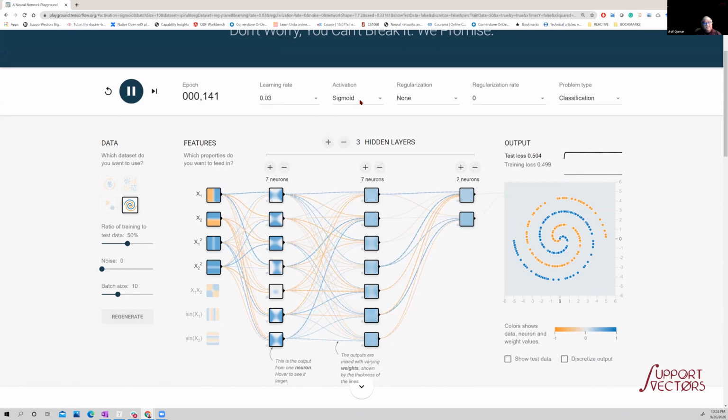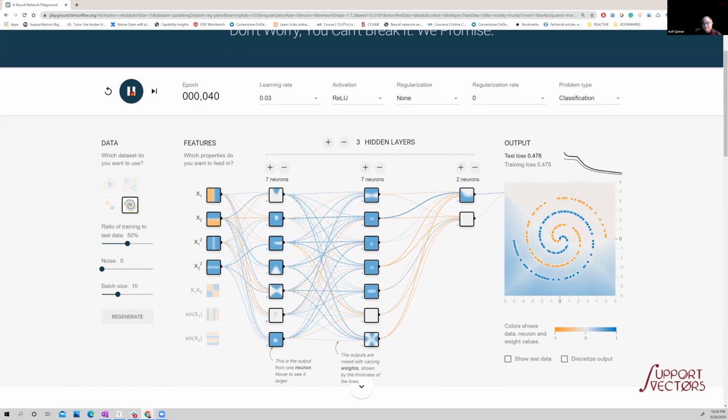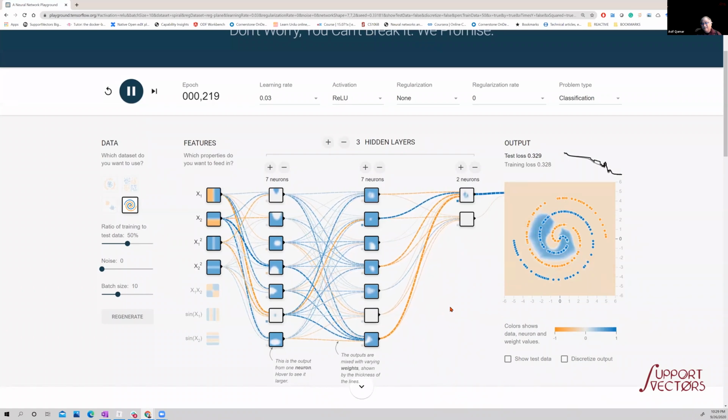Now, what I'll do is I'll replace it with something much cheaper. ReLU, I haven't explained ReLU to you. I'll do that in a moment. Let me put ReLU here and then start it. Do you notice that things are happening much faster? Look here. Are you seeing that learning is taking place much, much faster and the loss is falling much faster?